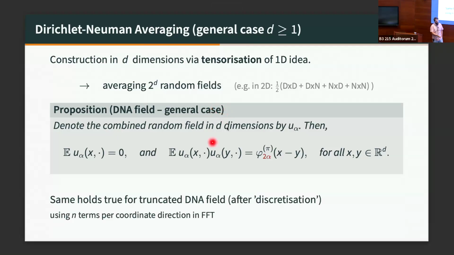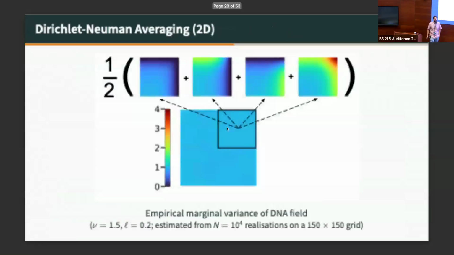And now I can also truncate this to a finite domain. So I can discretize and only use a finite lattice. I don't want to use Z^D. I want to use a finite lattice and use only n terms. And then the same holds. So the discretized and periodized covariance function appears on the right.